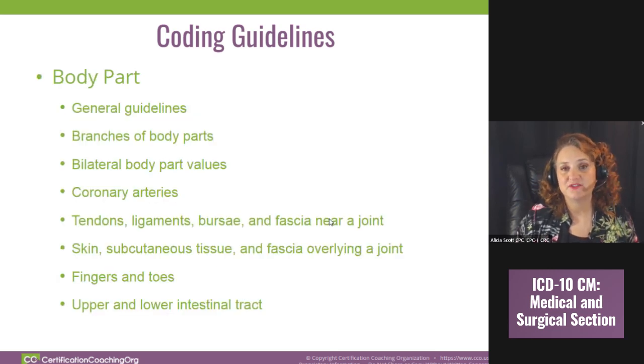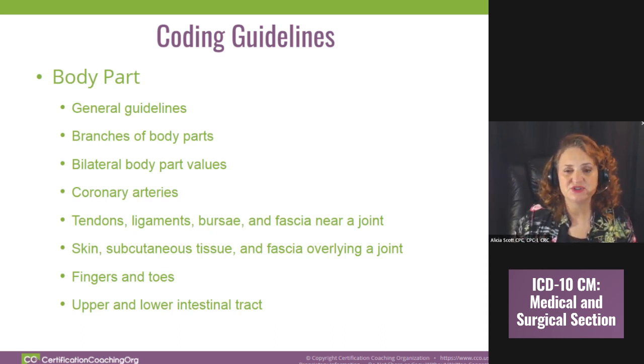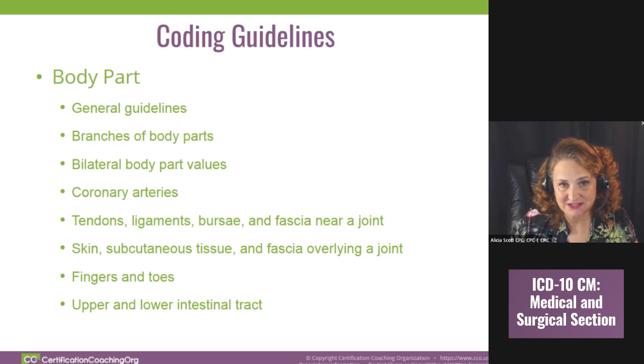Next, we're going to talk about a higher definition with body parts. We have general guidelines, just like all the other code sets, but then we can get to a higher specificity because branches of a body part, right? Think of a tree, branches out. Bilateral body part values. We have the lung, but we have two lungs, right? Coronary arteries, just dealing with coronary arteries, no other arteries. Tendons, ligaments, bursa, fascia near a joint. So again, we have tendons and ligaments, but things can happen to the tendons and ligaments, but this is near the joint. Skin and subcutaneous tissue and fascia overlying a joint, right?